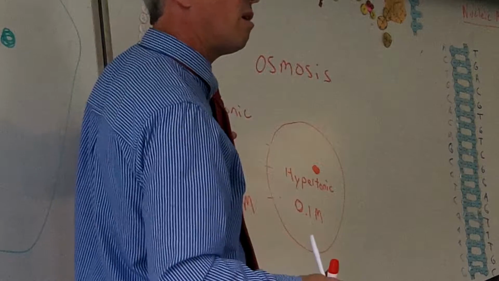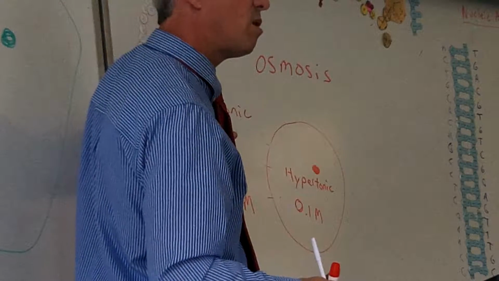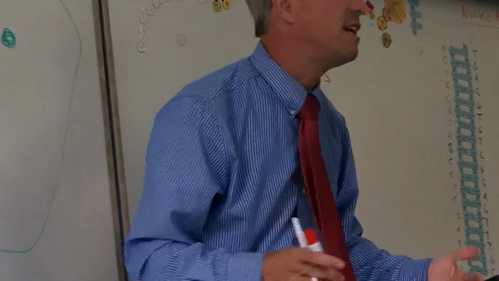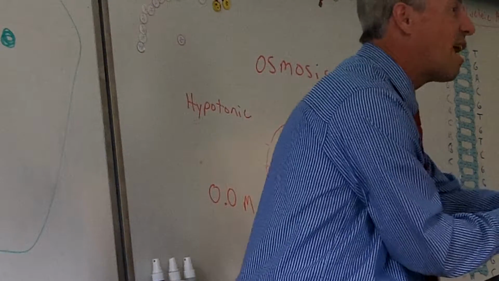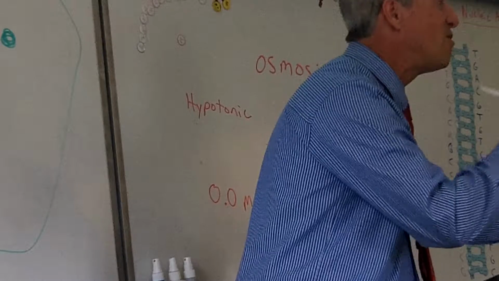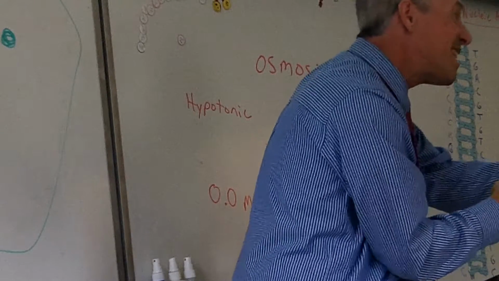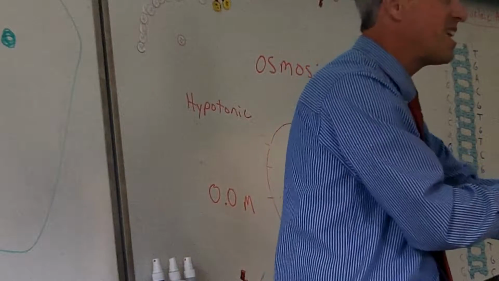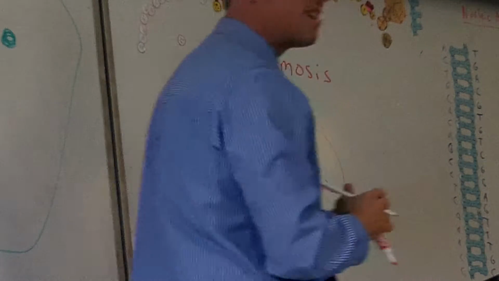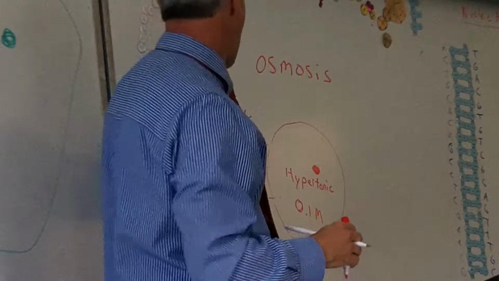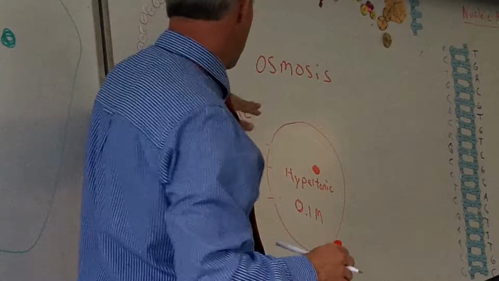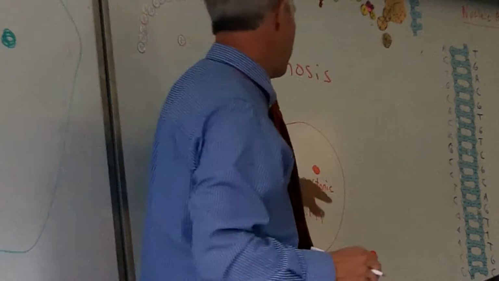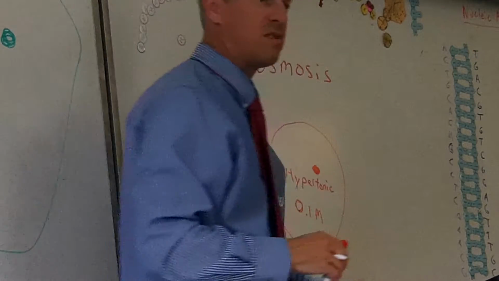Hypo means low. Have y'all ever heard hypo before? Hypo means under, low. You ever heard of a hypodermic needle? They give you a shot with a hypodermic needle. Hypodermic means under the skin. The shot goes under your skin. What does hypotonic mean again? Hypotonic means low sugar or low dissolved substance. Hypertonic means high dissolved substance.